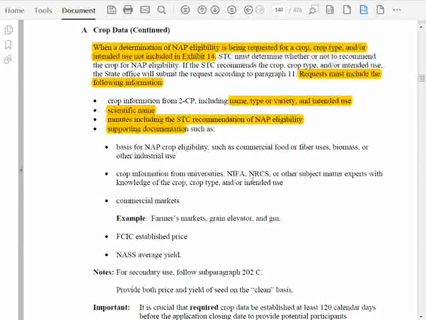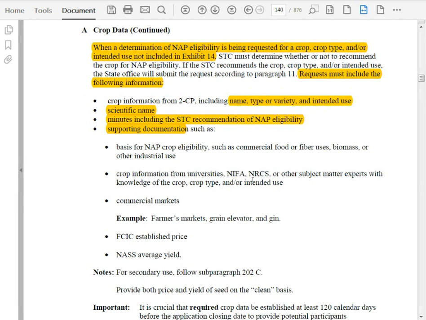On occasion, a crop is going to be requested that we don't have on the crop table currently. You can check Exhibit 14 of the NAP Handbook to see a list of all of the NAP crops that are potentially covered under the program. And if the crop that you're looking for is not in there, then you might want to make a recommendation to the state committee that that crop be added to the crop table.